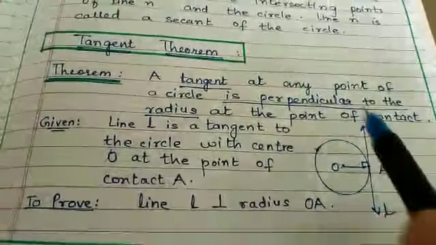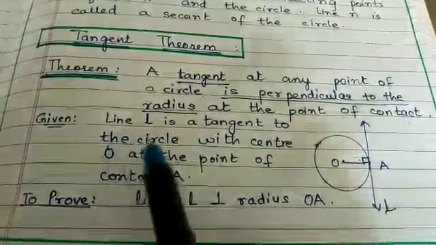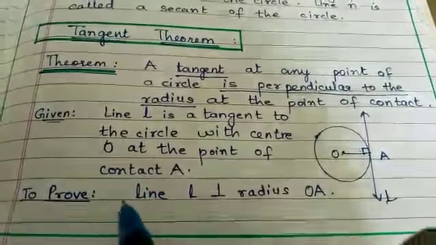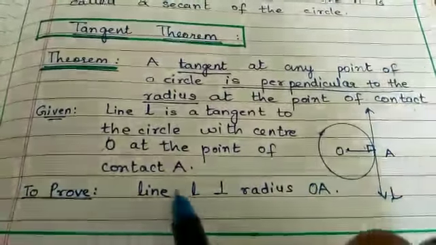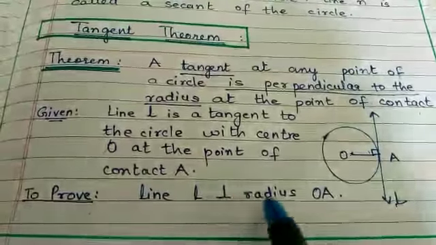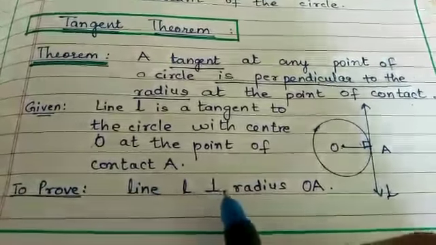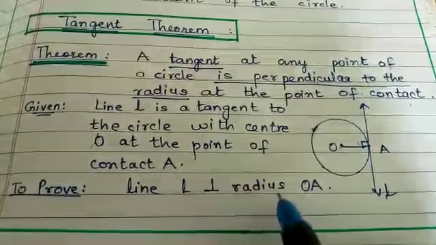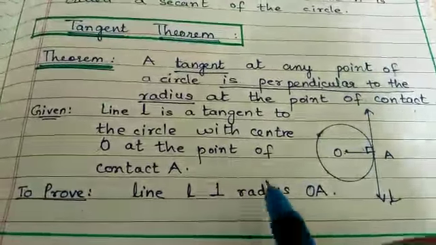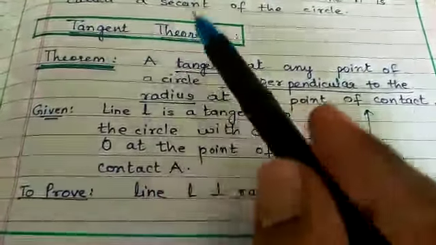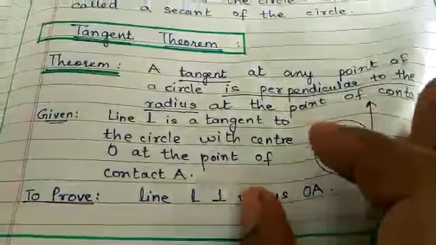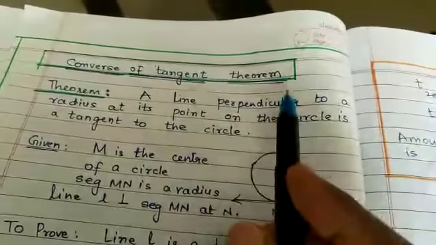So what the theorem means: a tangent is perpendicular to the radius at the point of contact. In the figure I can say that line L is a tangent to the circle with center O at the point of contact A. What to prove? Line L is perpendicular to the radius. So what you have to remember: the tangent is perpendicular to the radius. Understood everybody?